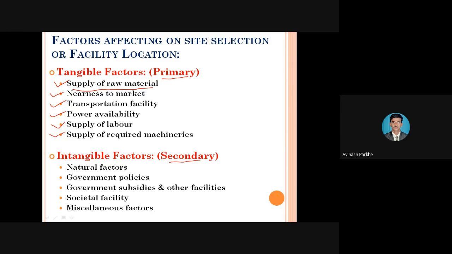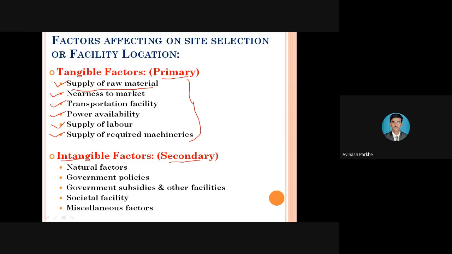So whenever we are selecting the site or the facility location, most of the time we have to focus on the urban areas only, because all these primary resources are available in the urban areas. In the rural areas, some advantages are there, some disadvantages are also there. But these primary resources are mostly available in the urban areas only. So these are the tangible factors, which are called primary sources. It is very important. Without these tangible factors, your industry will not be started. Therefore, these factors are called primary resources or primary factors.